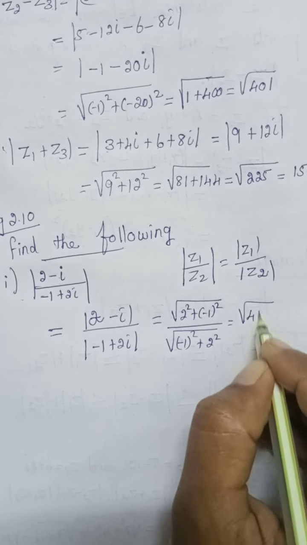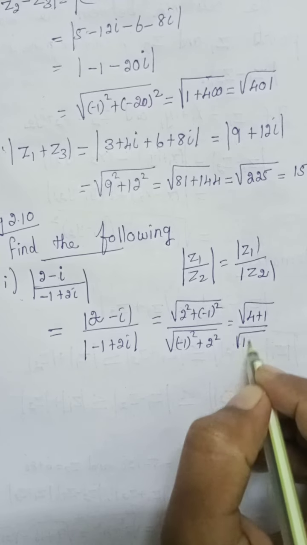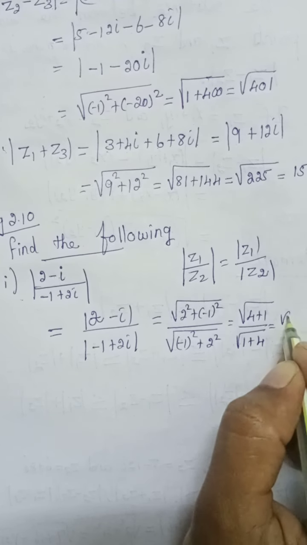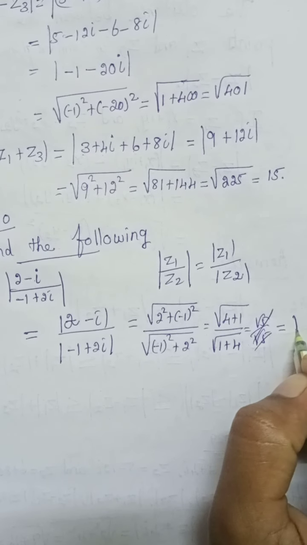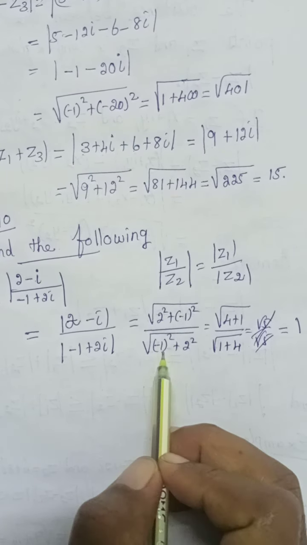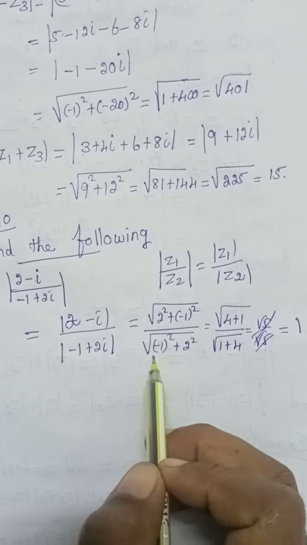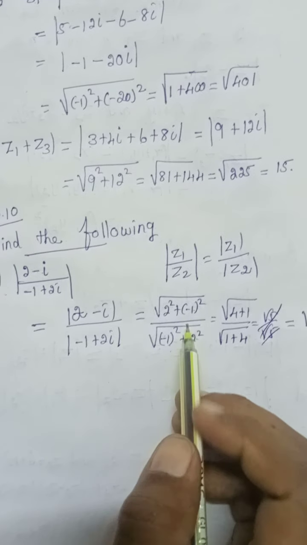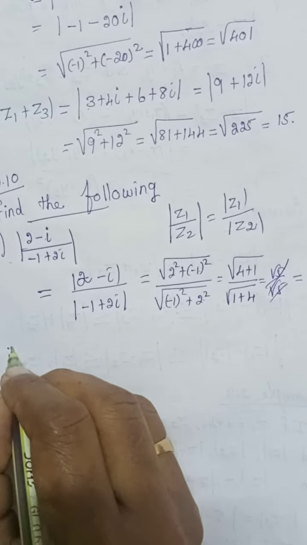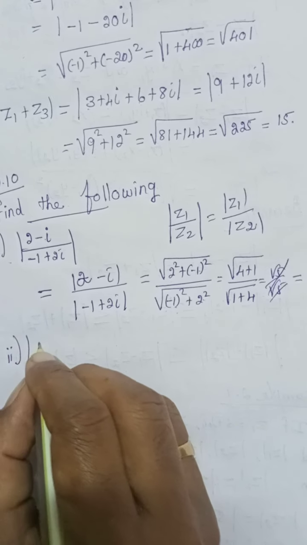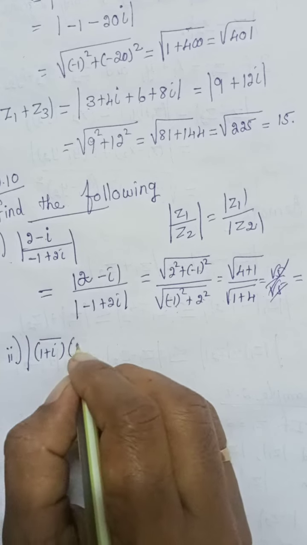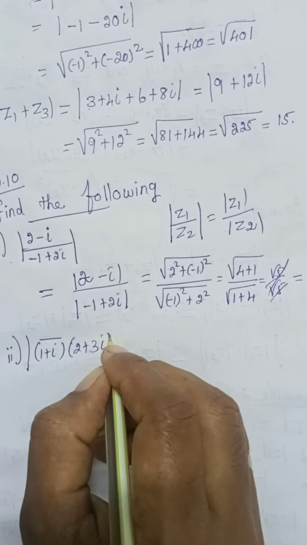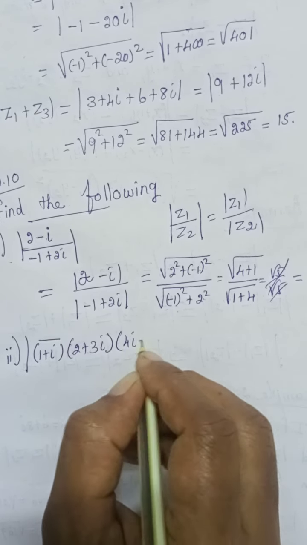Both the same, isn't it? Root 4 plus 1, and here it is 1 plus 4. Root 5 by root 5, which is equal to 1. Even from here also you can cancel because both numerator and denominator have the same terms, okay? Now the second subdivision is modulus 1 plus i bar into 2 plus 3i into 4i minus 3.